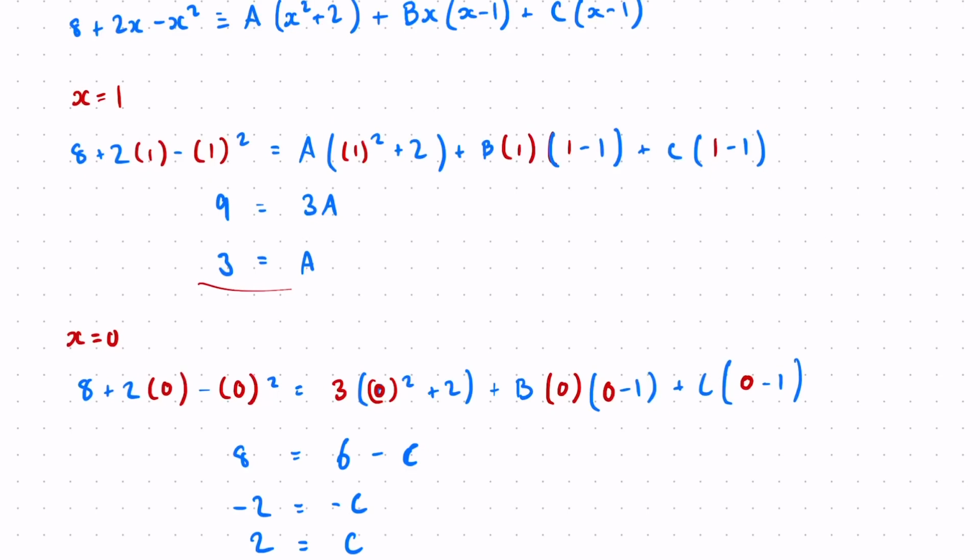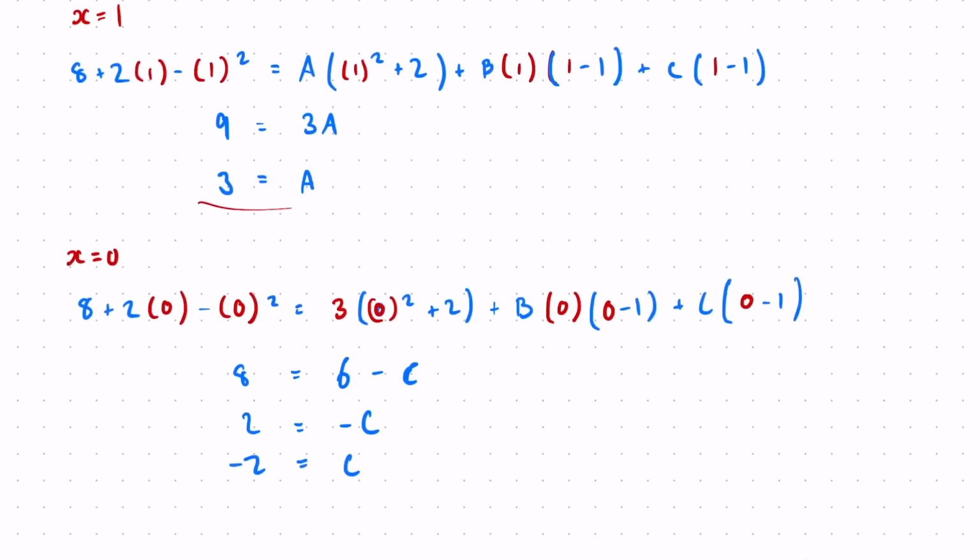Oh no, sorry. Slight mistake there. Can't do 8 minus 6. 8 minus 6 is positive 2 minus c, which means that positive c is negative 2.